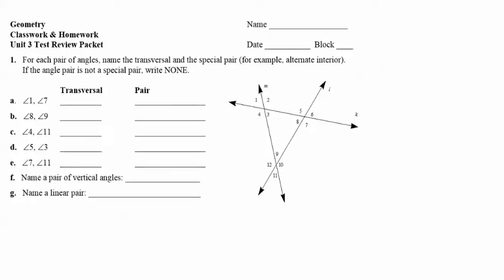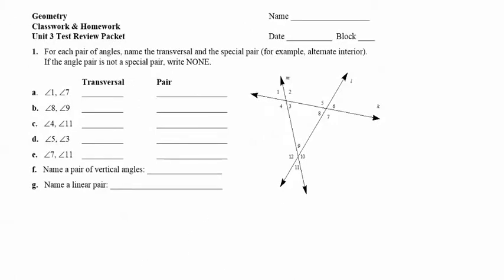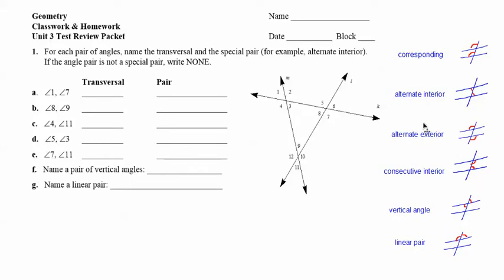In this problem, they're asking you to find, for each pair of angles, name the transversal and the special angle pair. If you don't remember what these special angle pair names are, let me put this summary here for you. We have corresponding, which are the angles on the same location of each intersection, so they're either both on the top right or both on the bottom left, but they're both on the same location.